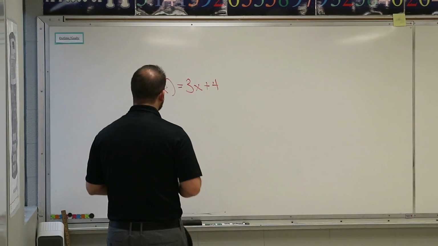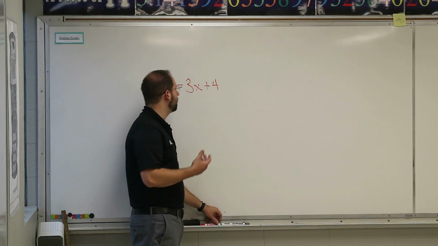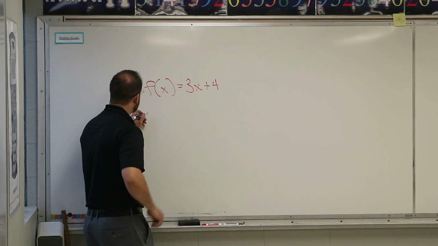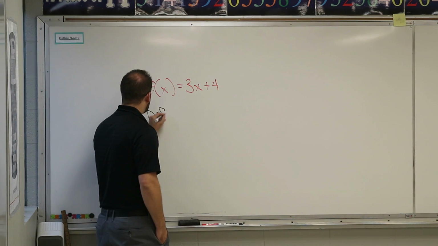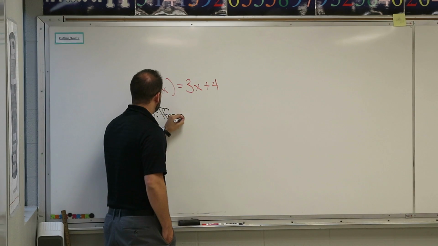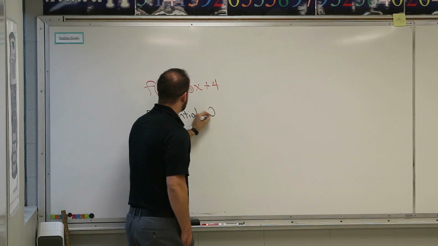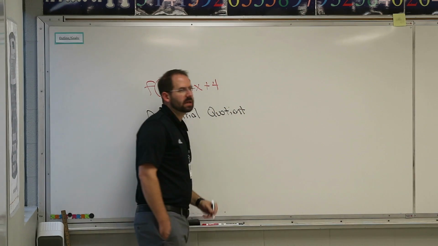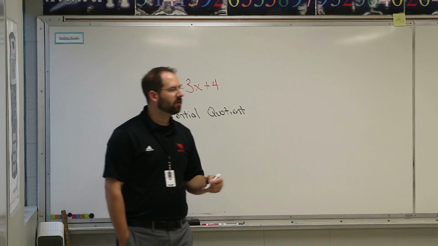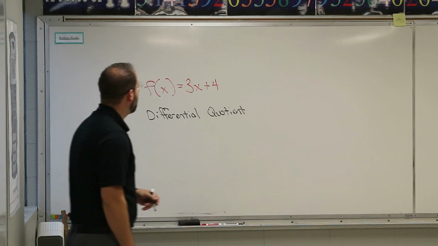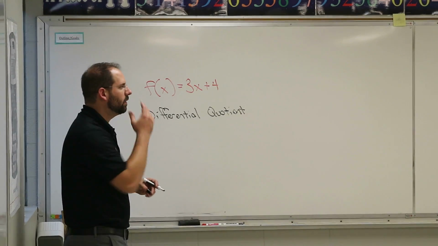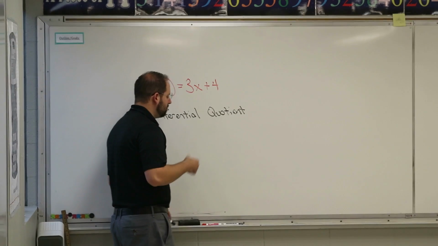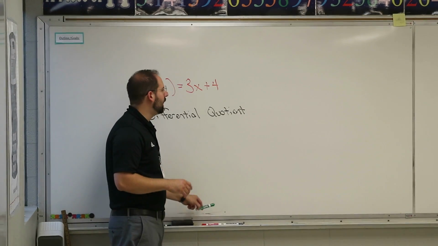So this is the function that we're going to be using: 3x plus 4, that's my formula. And what we're going to try to find is called a differential quotient. This is the start of some serious Calc 1 material. It's like the first sections in Calc where we review something from pre-calc, because this is a major part of doing limits and whatnot.